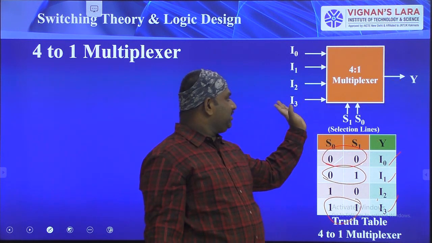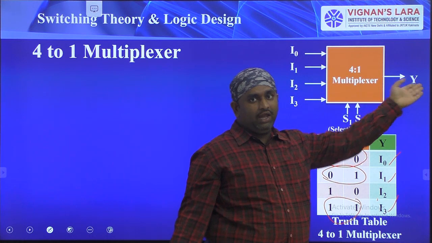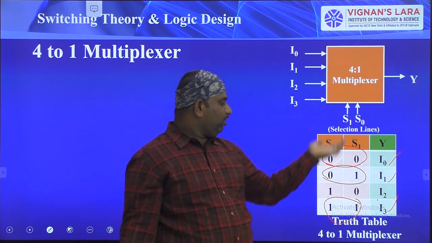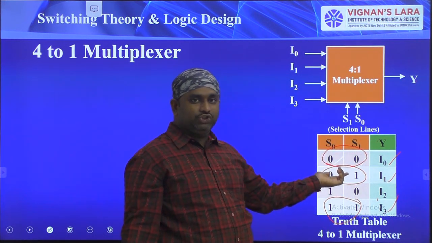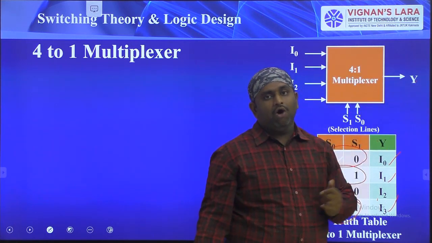That means this channel information goes directly to Y. So at Y, I3 information is available if you select 1, 1. If you select 0, 1, then I1 information is available at the output side, Y.